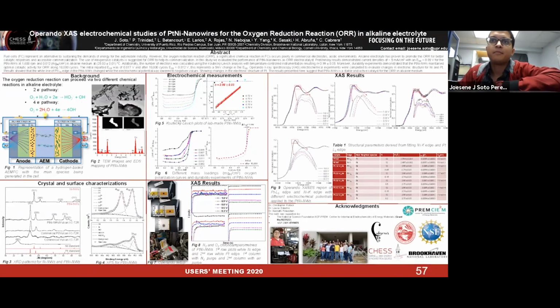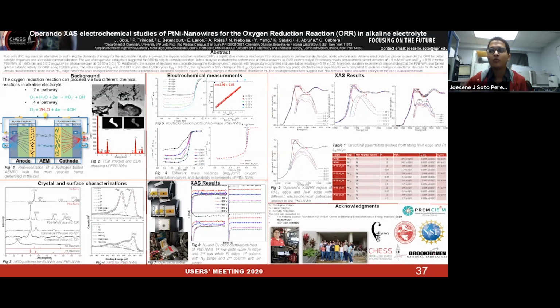Hello, everyone. My name is Joseph Soto. I'm from the University of Puerto Rico at Rio Piedras campus. Today, I'm going to be presenting to you a work done at PIPCOX beamline at CHESS, where we were evaluating a platinum nickel nanowire catalyst for the oxygen reduction reaction in alkaline medium.